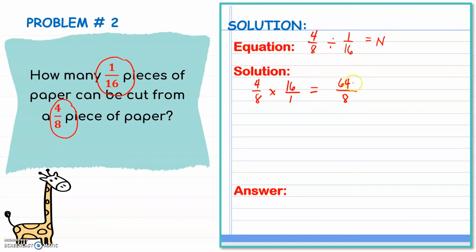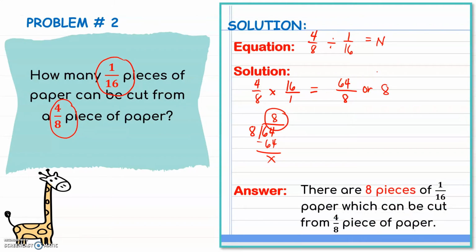Again, we have here an improper fraction, so that means we'll divide the numerator and the denominator. And 64 divided by 8 is 8. 8 times 8 is 64. Again, we do not have a remainder. That means our final answer is just a whole number 8. So, there are 8 pieces of 1/16 paper which can be cut from 4/8 piece of paper.